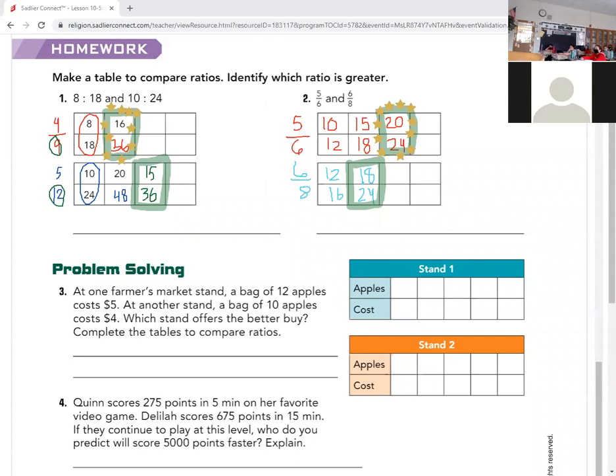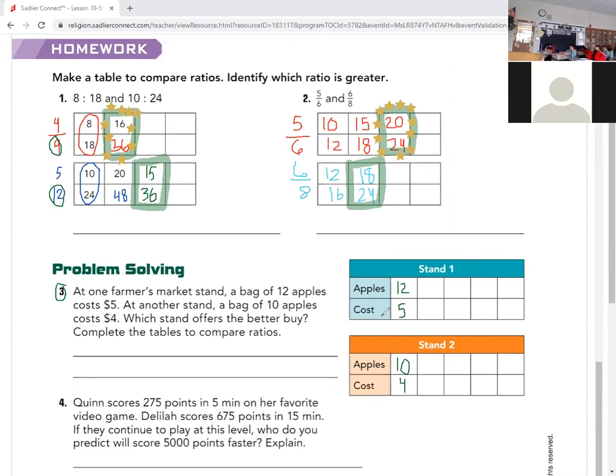Okay. Thank you. Everyone from home saying 16/36. Well done. All right, we're only doing number 3 here, and then I'm going to let you do your share, which is workbook page 179. But here we go. At one farmer's market stand, stand number 1, a bag of 12 apples costs $5. At another stand, a bag of 10 apples costs $4.